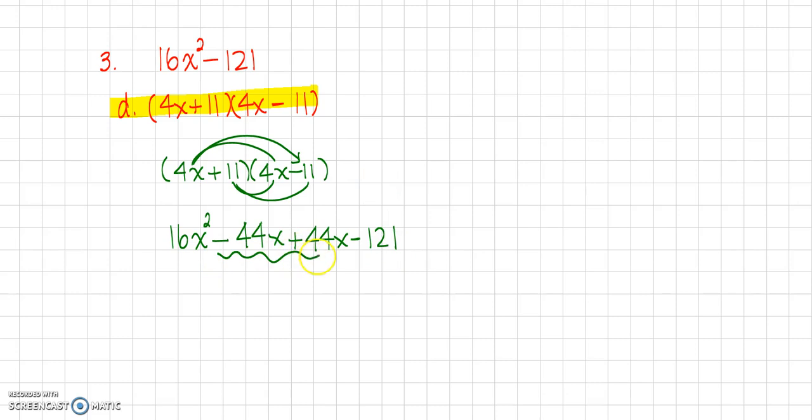When you combine these terms, you can see a negative 44x and a positive 44x cancel each other out, and you're just left with 16x squared minus 121. So these terms in here have to be exact opposites. If those are exact opposites, that last sign, the 121, has to be negative.